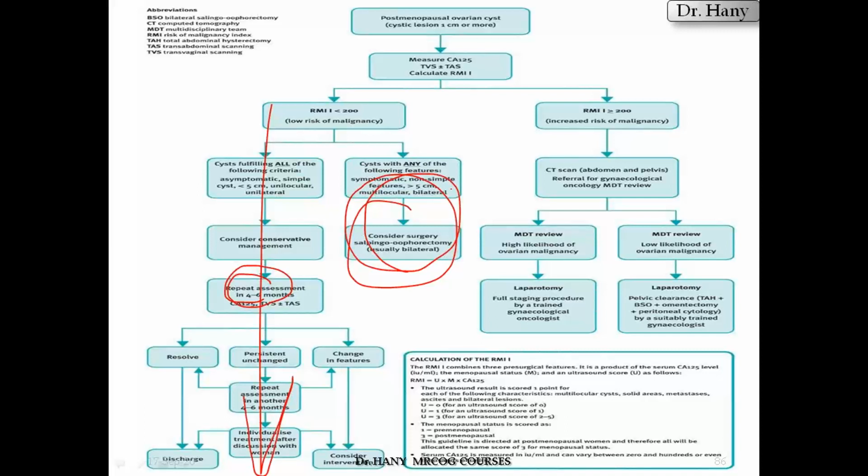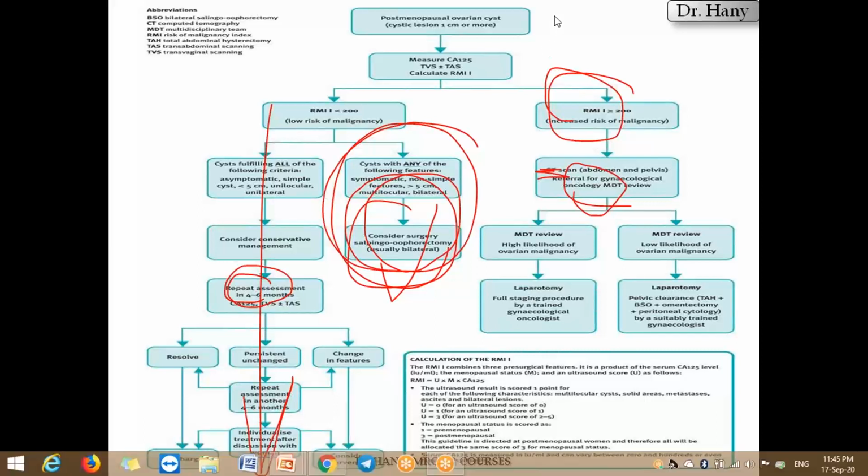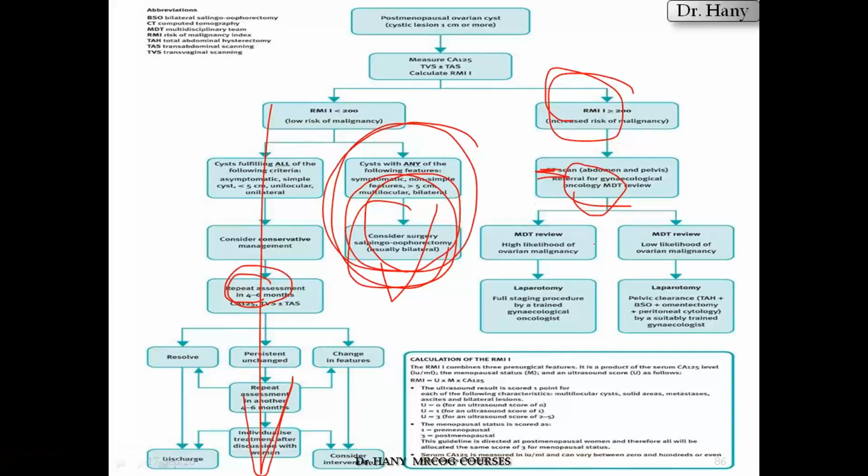Either the conservative measures for 1 year, individualized to the woman's wishes, either discharge or remove, or any change in the criteria of the cyst, you will remove. Or a high risk of malignancy, CT will be the answer after the RMI of 200 or more. Then refer to the multidisciplinary team, who will discuss and decide the woman's best choice and give the first treatment decision. She will get a multidisciplinary team review: for high risk of malignancy, staging laparotomy, or for low risk of malignancy, she can do a pelvic clearance.